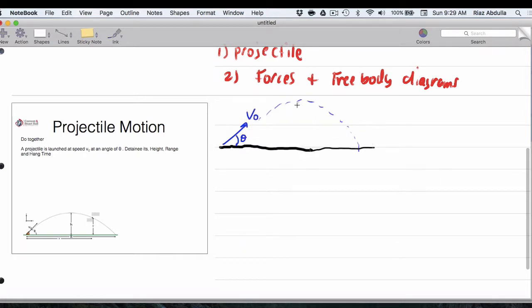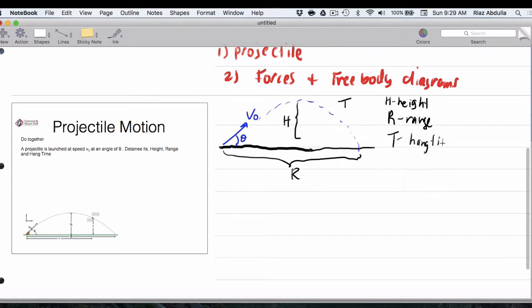We want to know its height, we want to know its range, and we want to know the time it's spent in the air. So again, height, range, and time. Range is really the horizontal distance it goes. Height is the maximum vertical height that it achieves. Time, t, another word for this is the hang time.